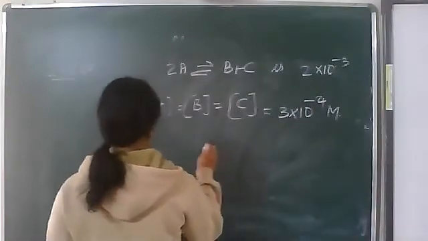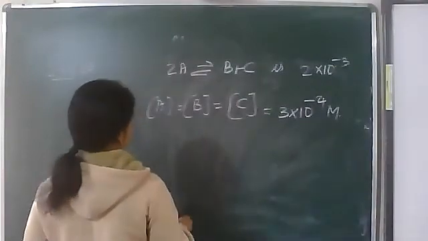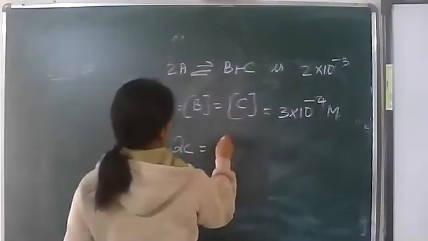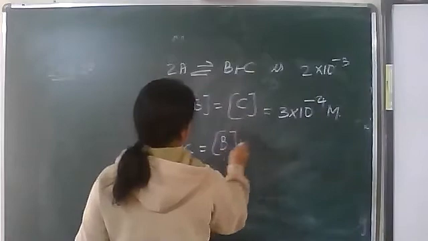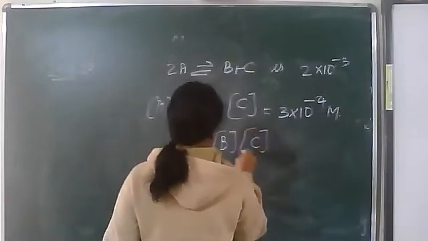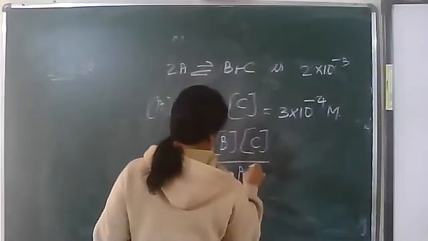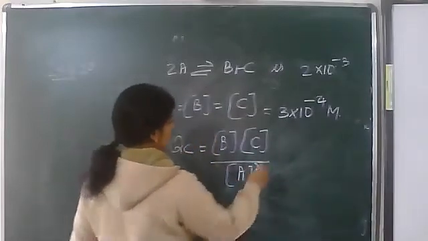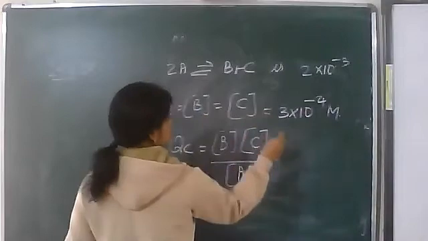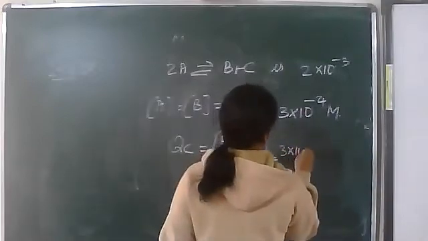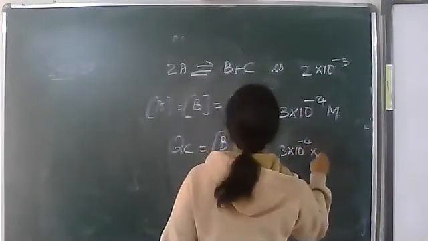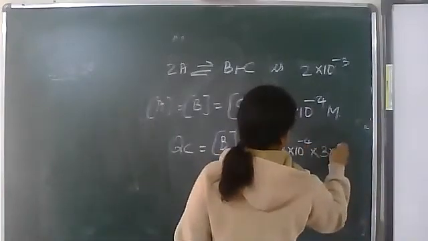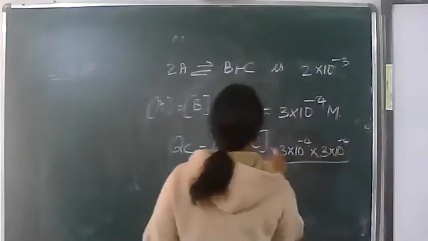So at a particular time, this is the concentration. So I'll be finding out Qc. Qc is equal to B into C upon A square, A to the power 2. What is B? Same. 3 into 10 to the power minus 4. C. A.